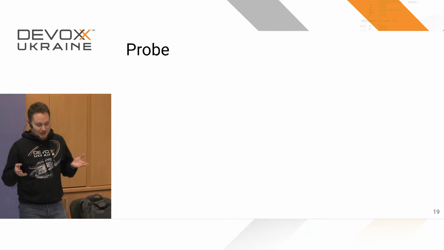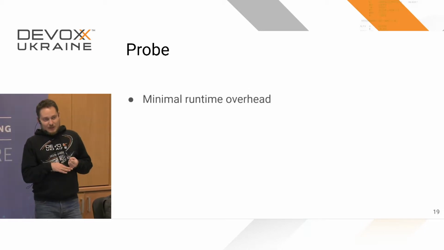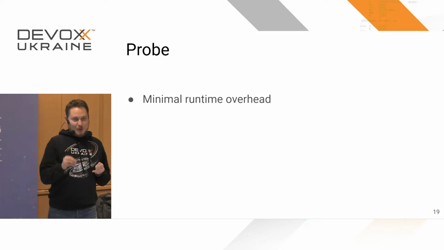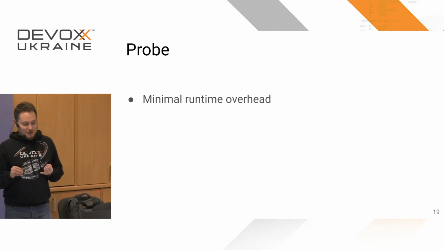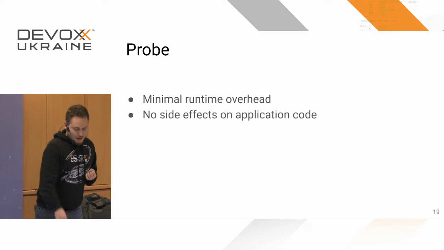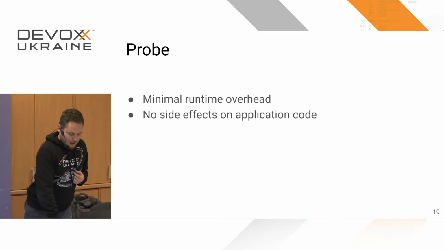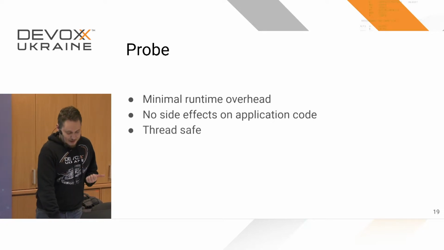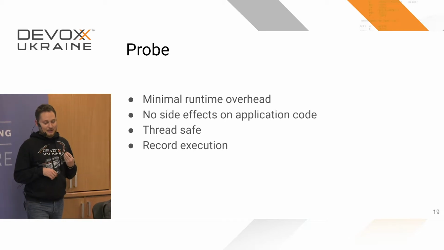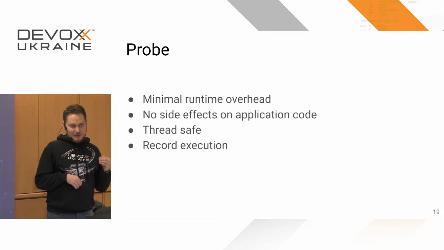What this actually means, what the probe is. We have the requirements for a probe. Again, this point in execution should have minimal runtime overhead. Yet, it shouldn't have side effects on your application's code. It should be thread safe, again, no side effects. And yet, it should record the fact of execution. It should record the fact that we reached this point.